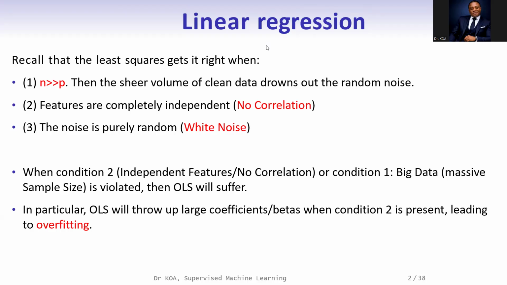Now, if you violate the assumption of no high multicollinearity, or if you violate the assumption that the sample size should be strictly bigger than the features, then the sample size assumption is violated, and the OLS will suffer. The OLS will no longer be BLUE.